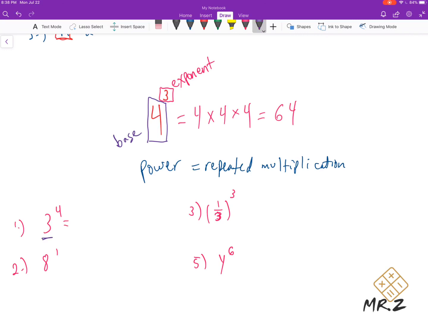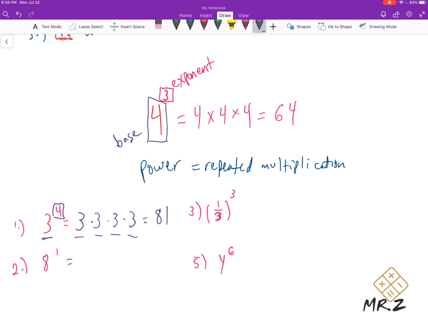Different color right here. 3. And you're going to multiply it to itself 4 times. 3 times 3 times 3 times 3. See that? I have four 3's and I'm multiplying them by themselves. 3 times 3 is 9. 9 times 3 is 27. 27 times 3 is 81.